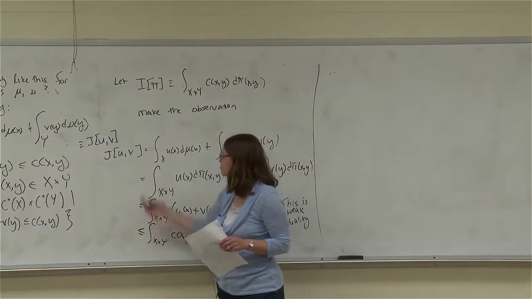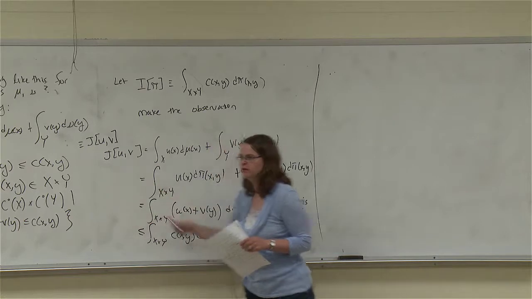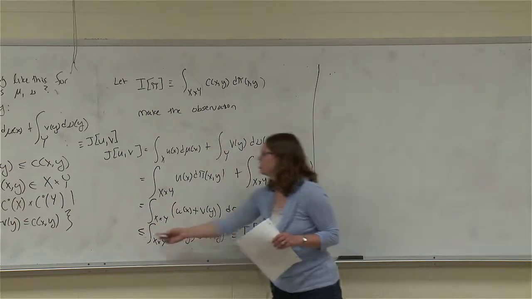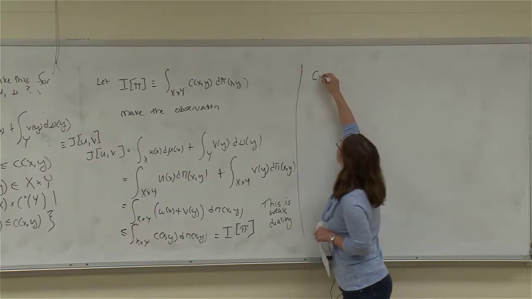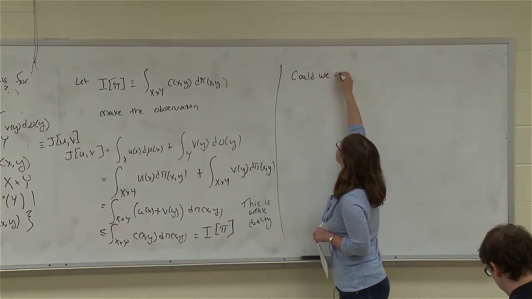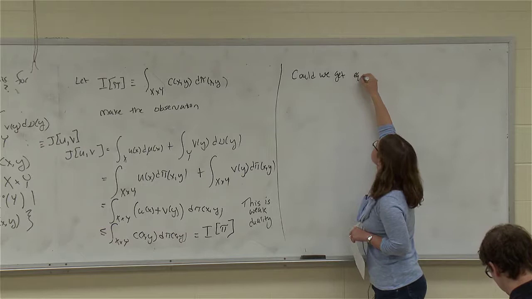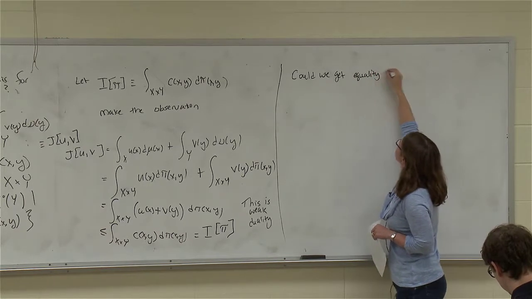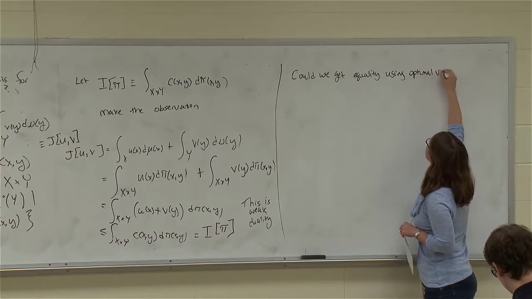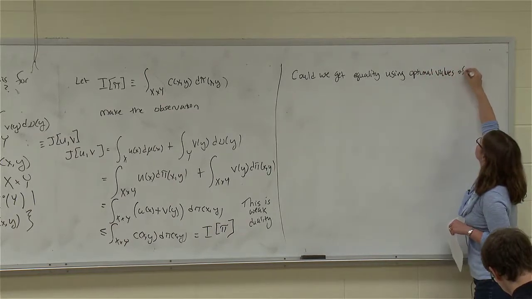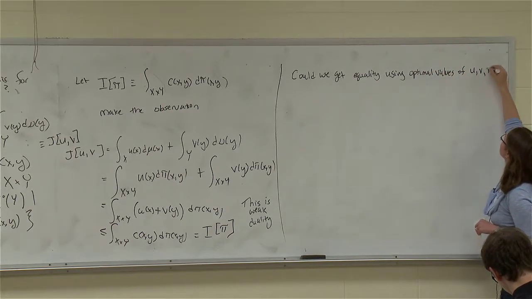And what we want to know is, if I happen to put the optimal u and v in here and the optimal pi in here, could I make this inequality an equality? So could we get equality using optimal values of u, v, and pi?